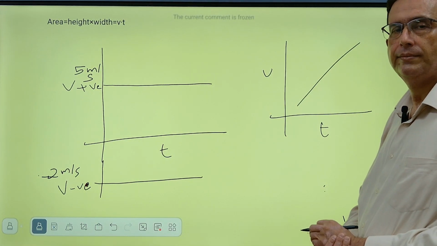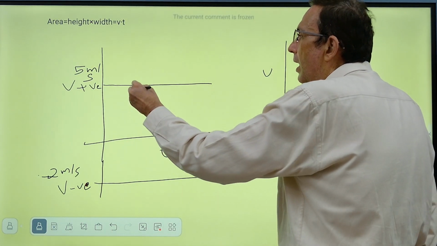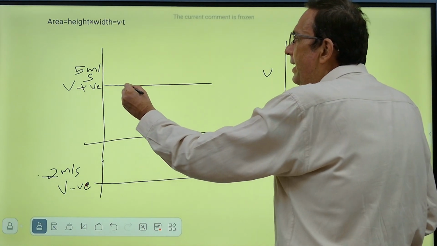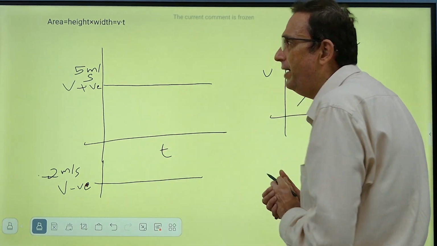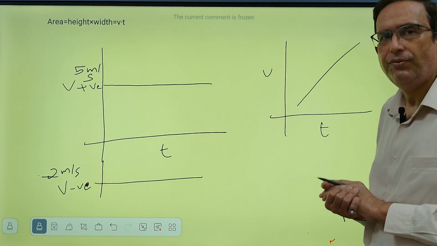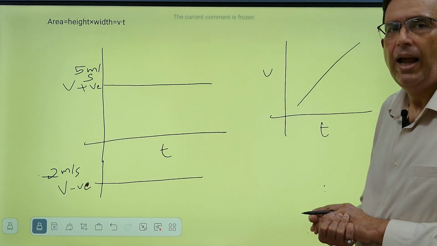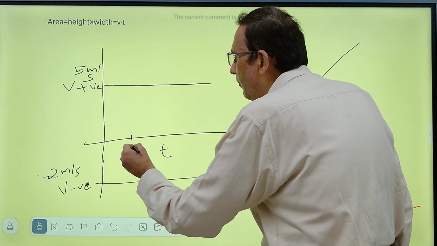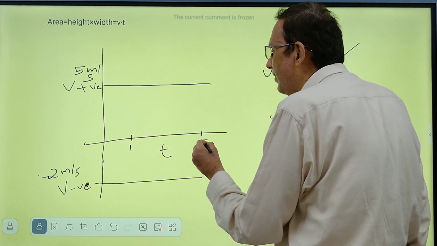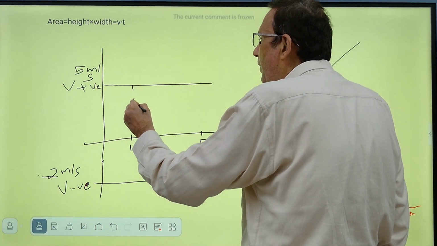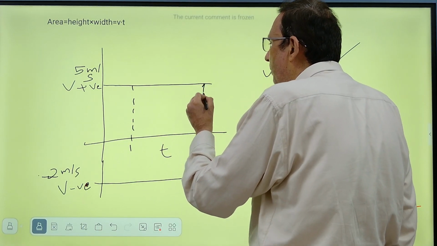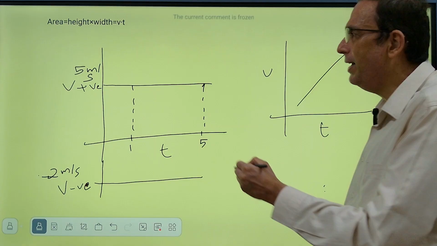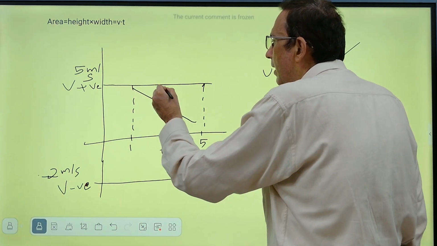Okay, then it is 5 meters per second here, and then it has covered a certain distance with this velocity. So its velocity is 5 meters per second, and it has moved a certain distance from t1, let us say at 1 second, to t2 at 5 seconds. So what we do is we take the area below this curve between 5 and 1. So what is that area going to represent? This area.